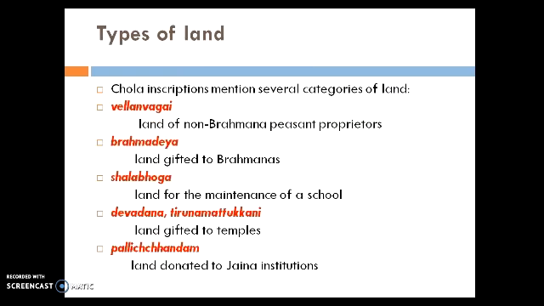Types of land. First one, Velan Vagai, that means land of non-Brahmanas. Next one, Brahmadeya, land gifted to Brahmanas. Then Shalabhoga, land for the maintenance of schools, then Devadana, land gifted to temples, then Pallichandam, land granted to Jaina institutions. So these are the types of land in the Chola Empire.